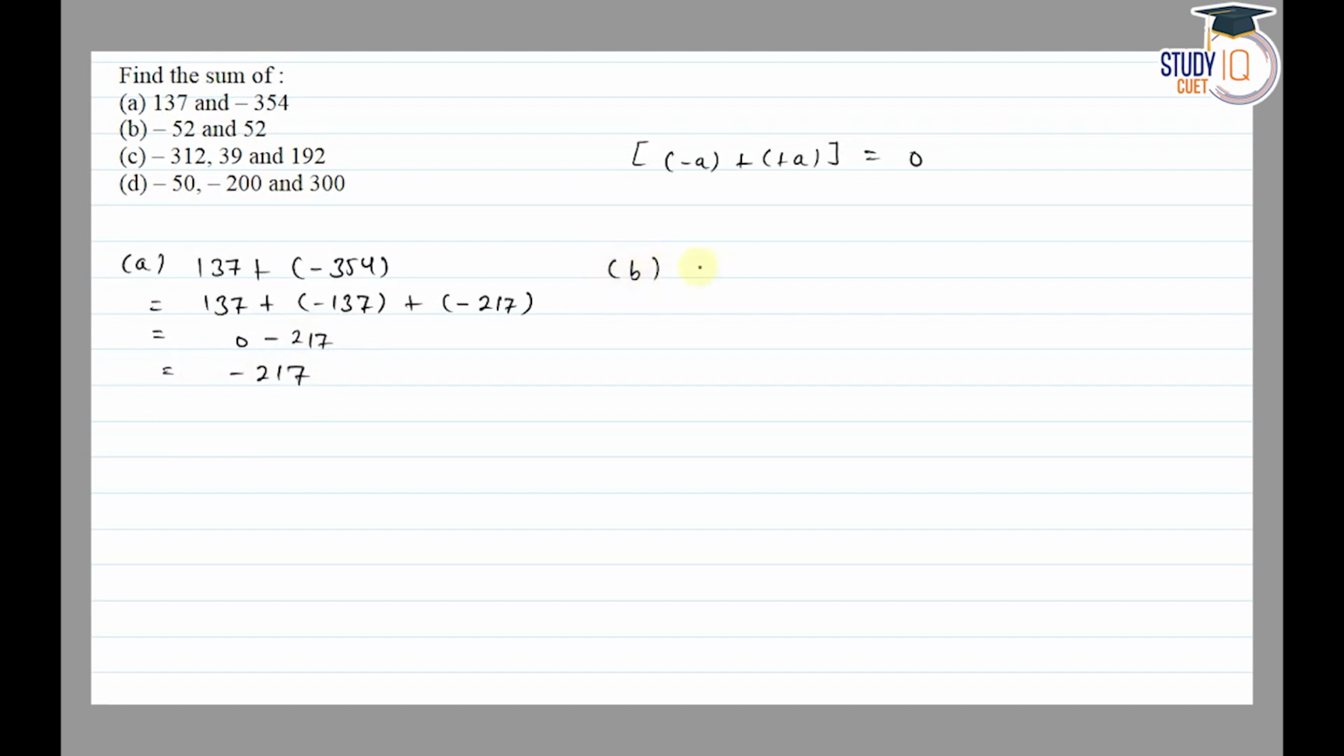B minus 52 plus 52. So बस माइनस 52 है, मीन्स नेगेटिव इंटीजर एंड प्लस इंटीजर सेम वैल्यू है हमारे पास, तो इनका सम होगा हमारे पास 0 डायरेक्टली फ्रॉम द प्रॉपर्टी.